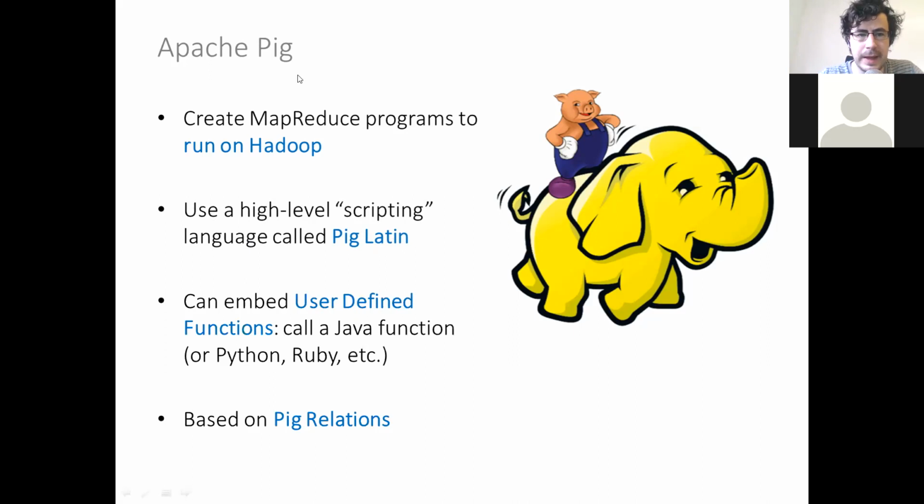So the overall language or framework of Apache Pig is based on a concept called Pig relations. Relations as in relational databases, in a table. So it's based on tables.